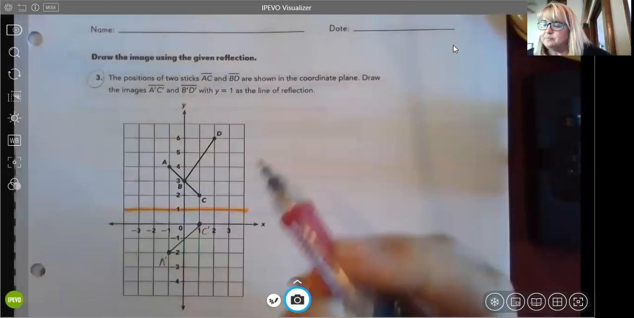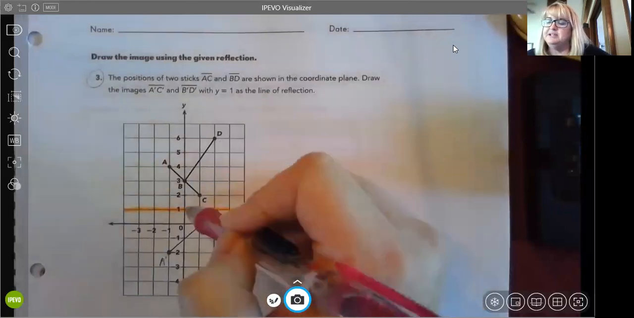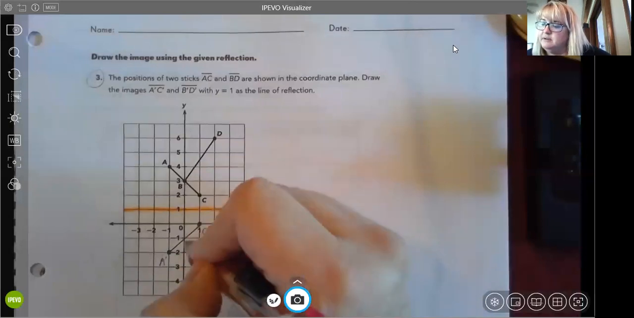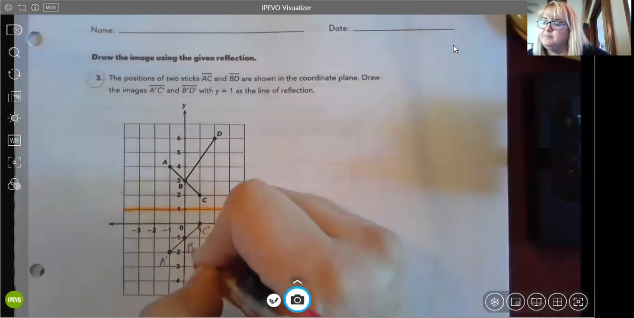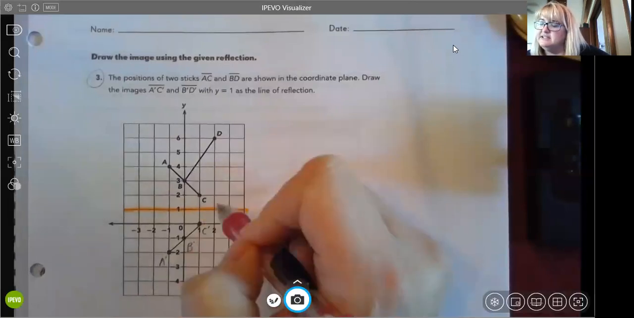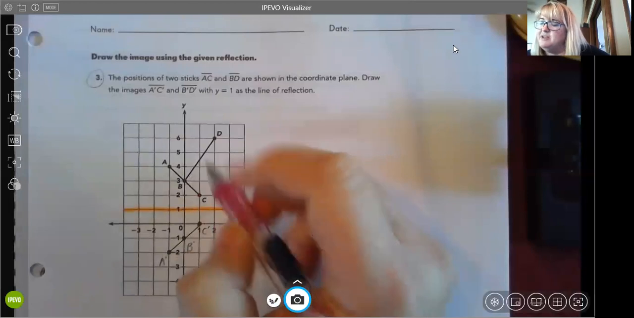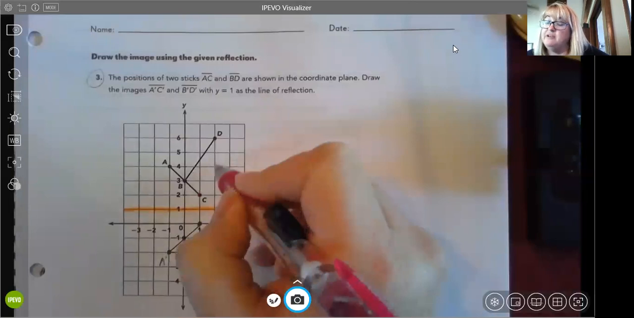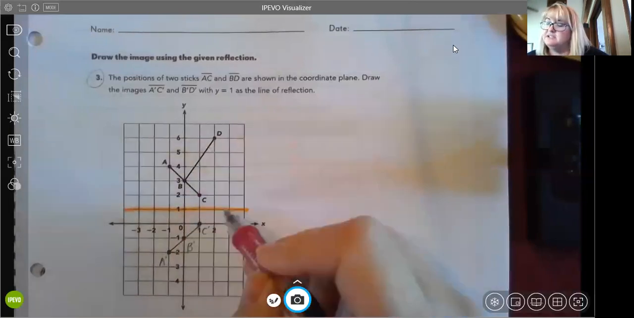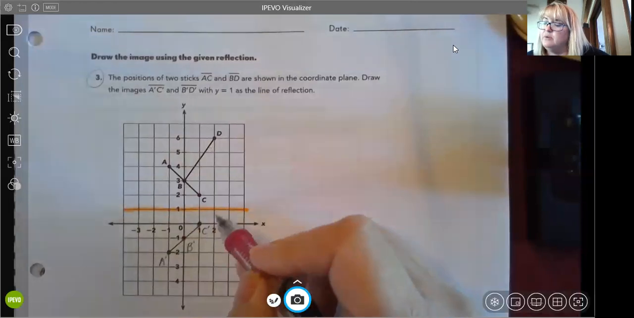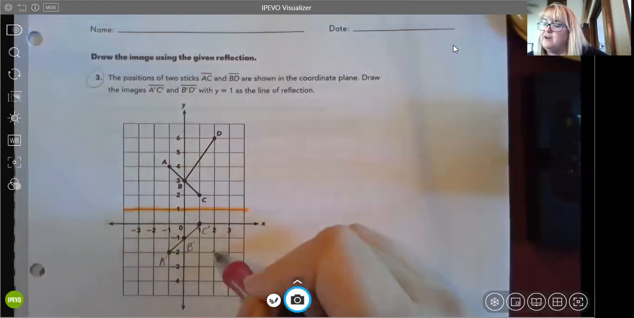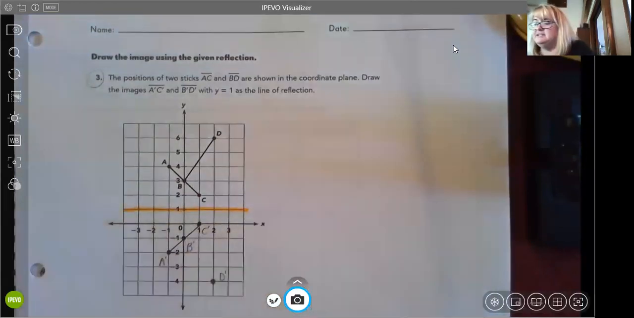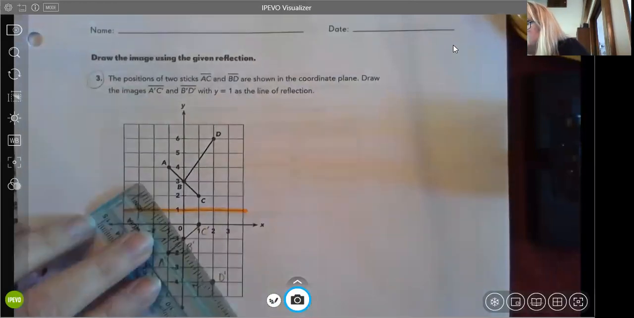Now B, we need B and D. B is 2 units above the line of reflection, so we need to go 2 units below, 1, 2. And that is B prime. D is, my B prime, my label may be in the way, but D is 1, 2, 3, 4, 5 units above, so I need to go 5 units below. 1, 2, 3, 4, 5. So there's D prime. And then I'm going to connect B and D. It was a little bit in the way, but that's okay.